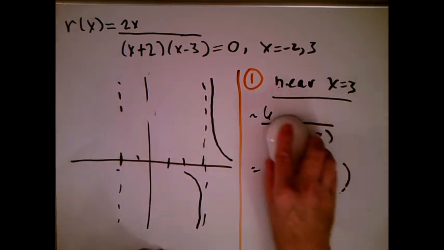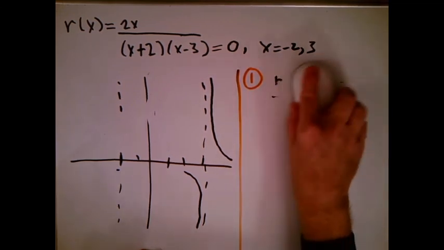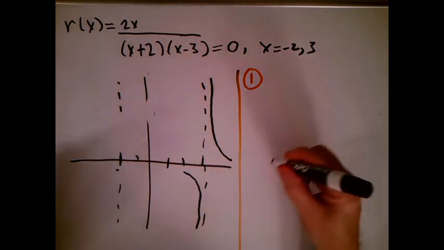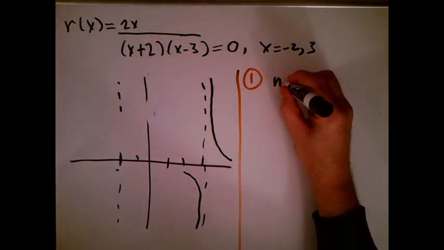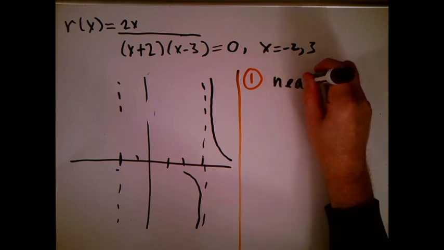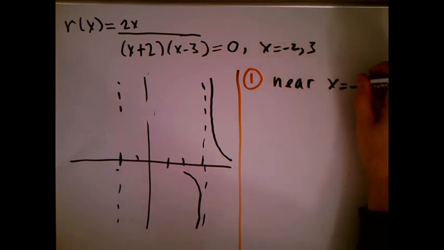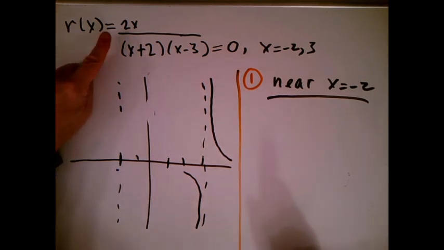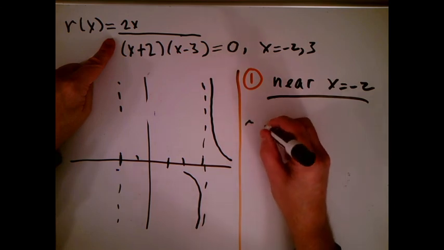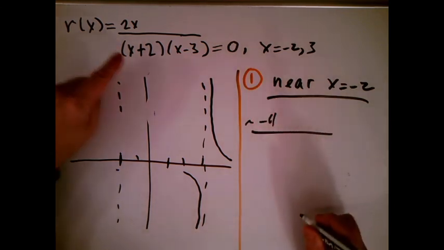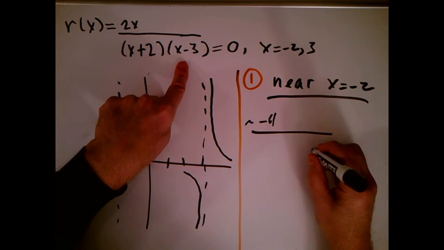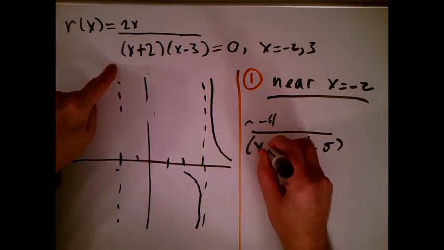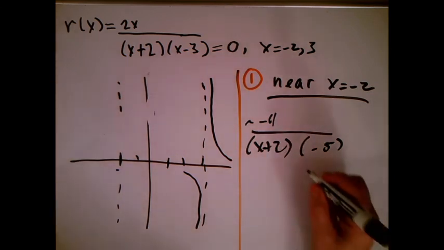So I'm going to say near x equals minus 2. And what am I going to do? I'm going to go back to the rational function over here. Near x equals minus 2, the top is very close to minus 4. The x minus 3 part looks very much like minus 5. It's the x plus 2 part that's just going nuts because it's getting very close to 0 and it's on the bottom of a fraction.